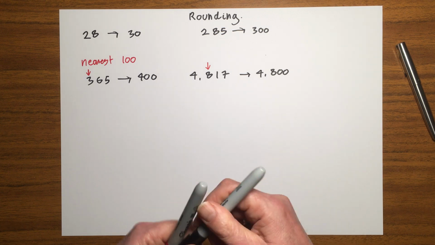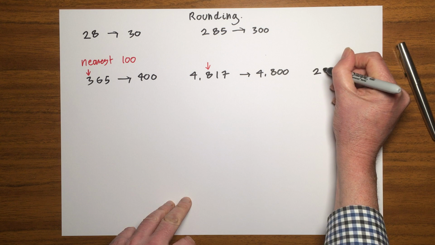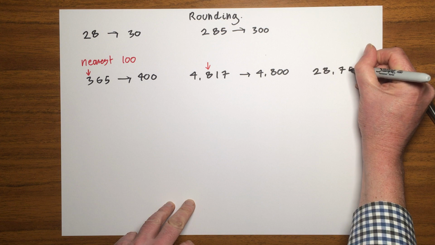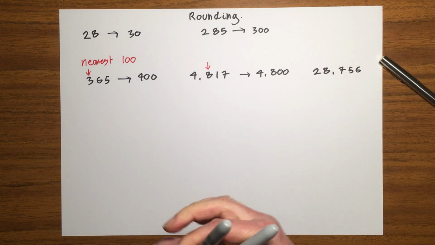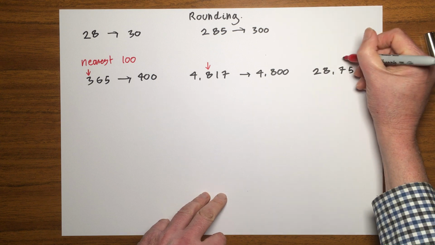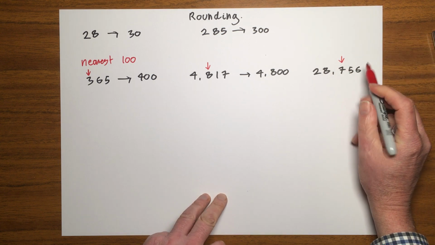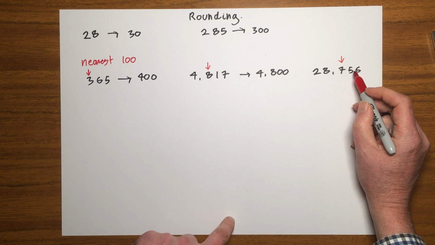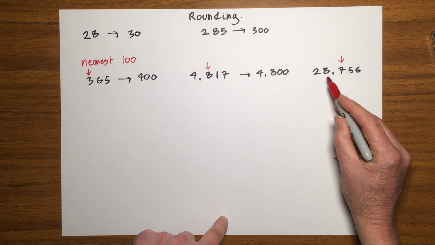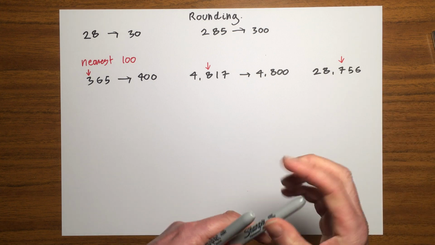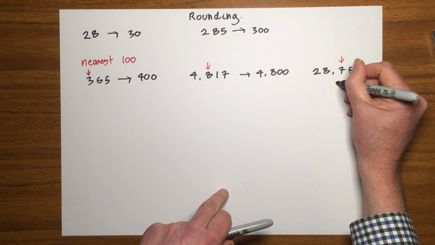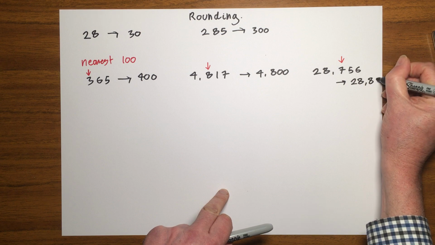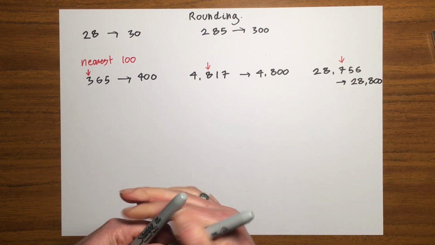Let's do a longer number now. Let's do 28,756. So I'm rounding to the nearest 100, so let's put an arrow above that 7. Aha! Now the next digit here is a 5. Now I hope you'll remember from before that if it's a 5, you always go up. So that 28,756 is going to have to round to, I haven't left quite enough space here, 28,800. And this will always work.